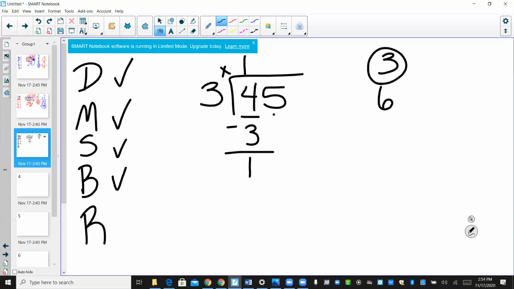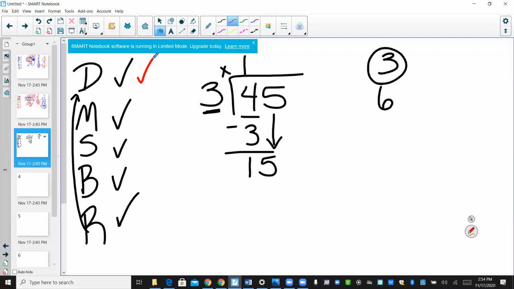Brother, bring down. Now, we haven't done anything with this 5 yet, so we can bring that down next to our 1. And now we have 15. Now, 15 is not a remainder because it is larger than our divisor here. So we know we can go back up here and go through those steps again to make equal groups of 3.